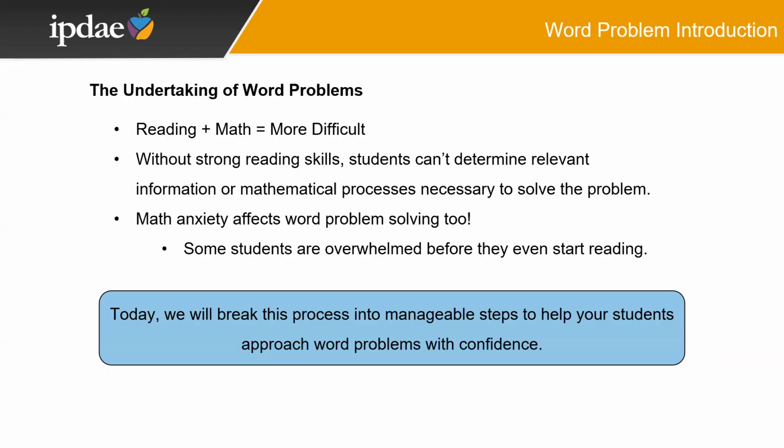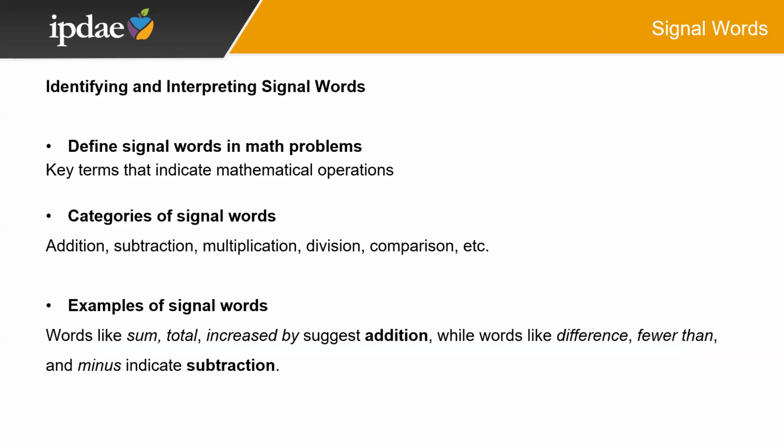And so one way to start with that, and I'm sure many of you do, is to identify signal words and key terms that might guide students into what sort of computation they need to do. Now, I say might because we all know that sometimes signal words can be a little bit misleading.